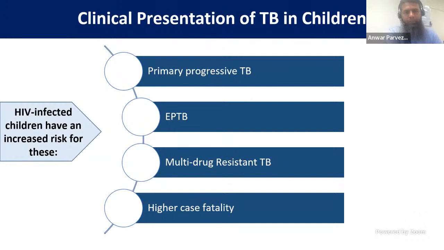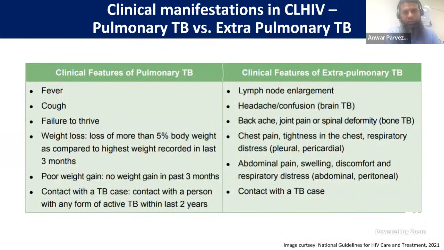The presentation is usually of the primary progressive type, which means initial primary tuberculosis which progresses further. In adults, we usually get reactivation of old TB infections, but in pediatric patients it is usually primary progressive TB. Extrapulmonary TB is again common. There are diagnostic difficulties, multi-drug resistance can happen, and case fatality is again higher in such patients.